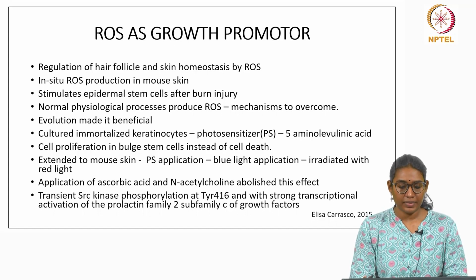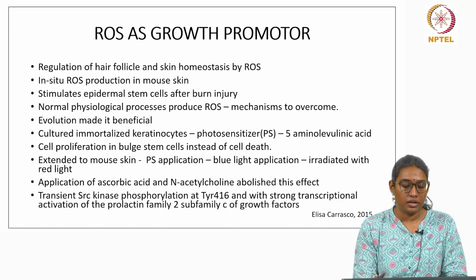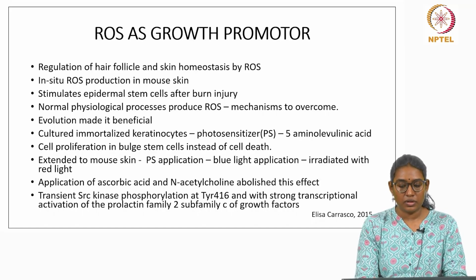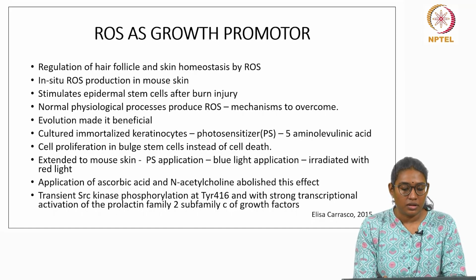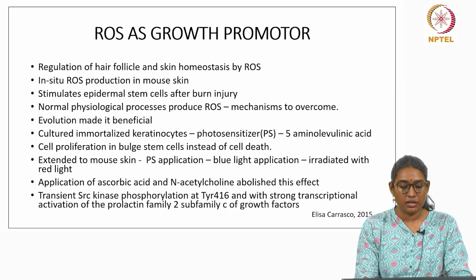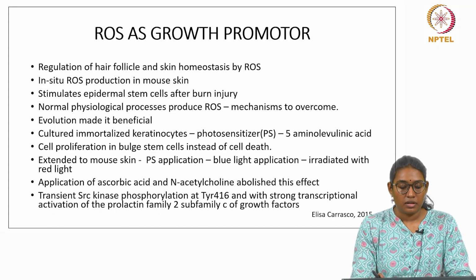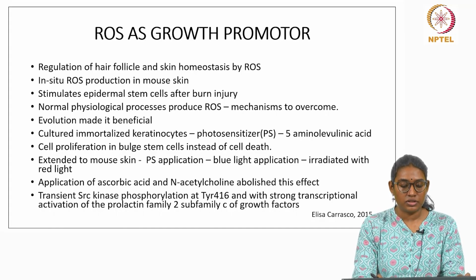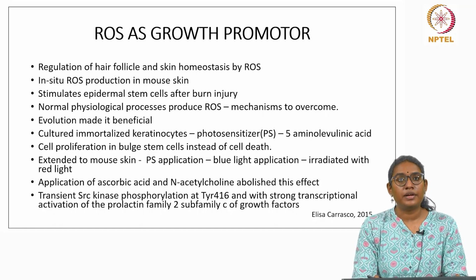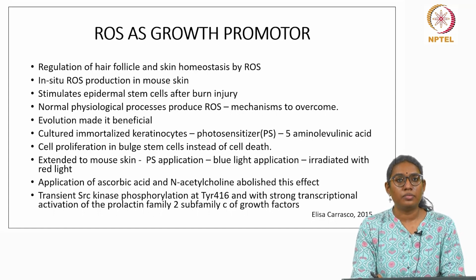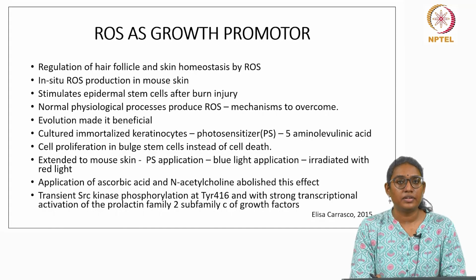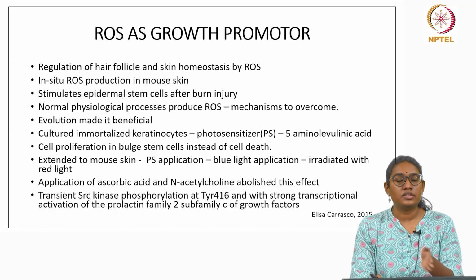So in this case, our body uses the ROS in such a way that it overcomes the negative effect of the ROS. So in this research work, what they have done is they have cultured the keratinocytes, which are basically the cells that form the hair shaft. They have cultured immortalized keratinocytes, and they have added a photosensitizer. A photosensitizer is a compound which absorbs light at some wavelength and emits at some other wavelength.